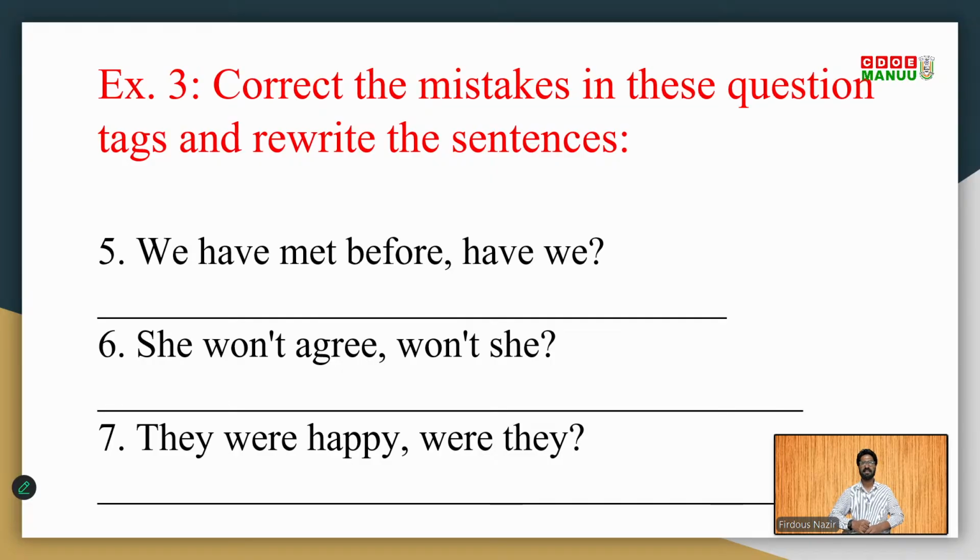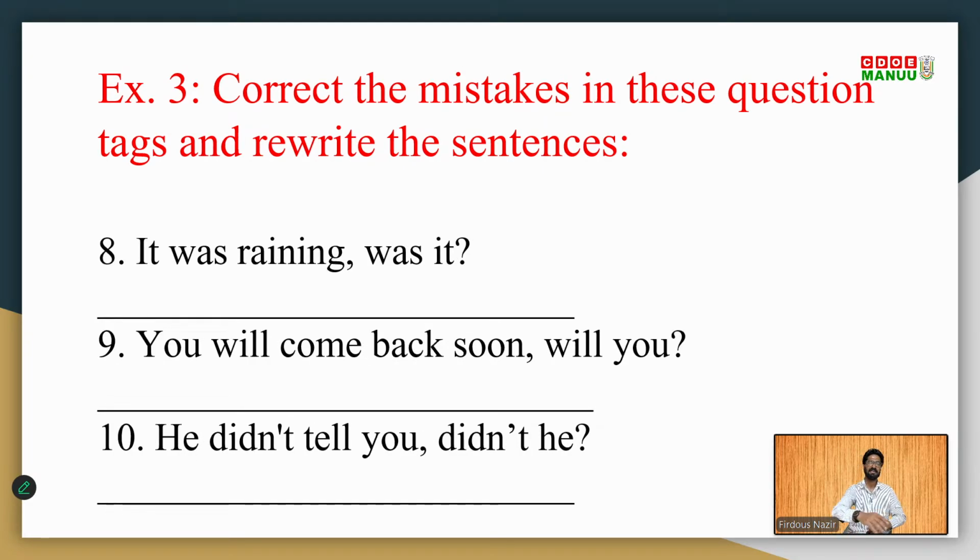They were happy, weren't they? W-E-R-E-N apostrophe T. They weren't they? Number eight, we have, it was raining. It is past, but it is positive. It was raining, wasn't it?